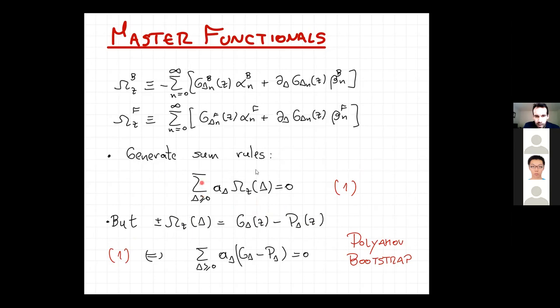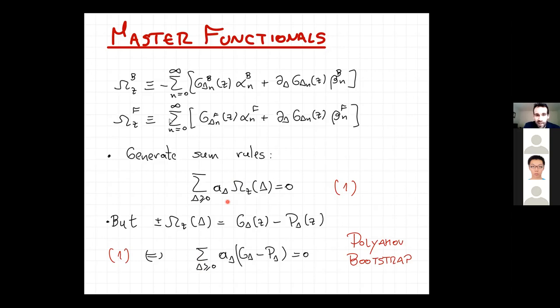And so what is the sum rule? What does this sum rule mean? This sum rule is nothing but the Polyakov bootstrap. Okay? So validity of the sum rule associated to this functional is the same as validity of the Polyakov bootstrap, which is kind of neat. It's a different way of imposing the Polyakov bootstrap, imposing the sum rules for this functional.